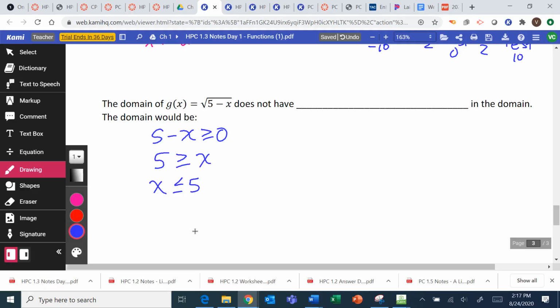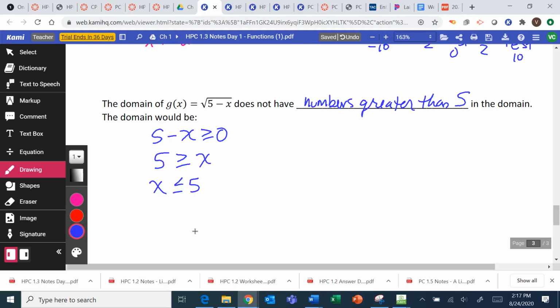So now, Christopher, everything that is greater than 5, is that what you said, is not in the domain, right? Right. So it does not have numbers greater than 5. Because if we have a number greater than 5, then that would make it negative underneath.